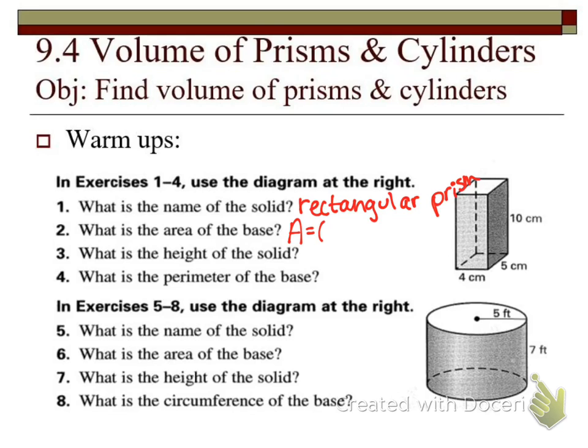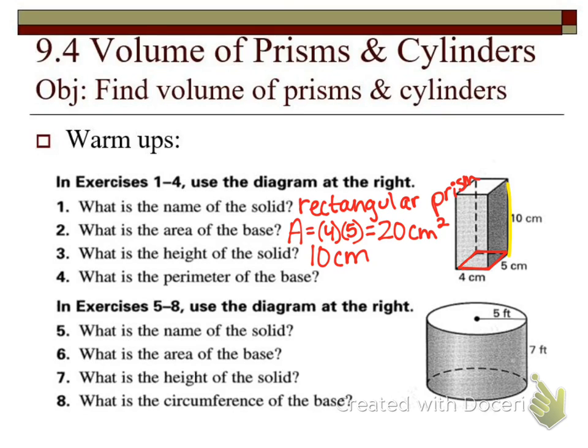So in this case we're taking 4 times 5, and what do we get? 20, good, centimeters squared. What is the height of the solid? 10 centimeters, good. Notice that the height of our base is not the same thing as the height of the solid. When we're talking about the base, we're focusing only on this rectangle at the bottom. But when we talk about the height of the solid overall, we are talking about this 10 on the side there, how tall it is.